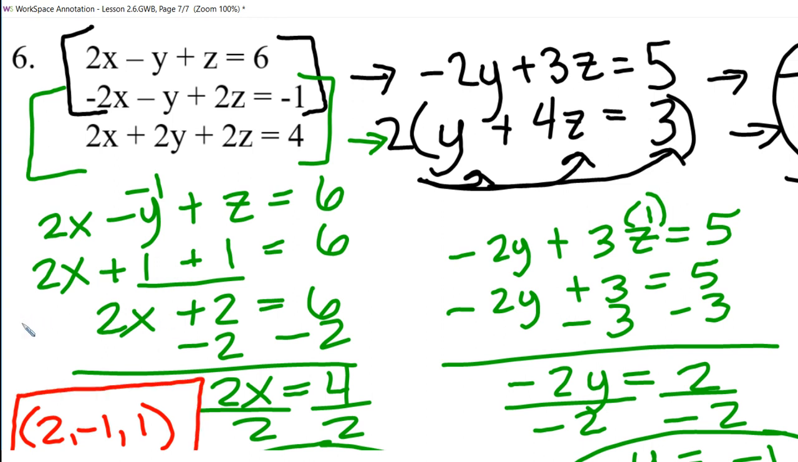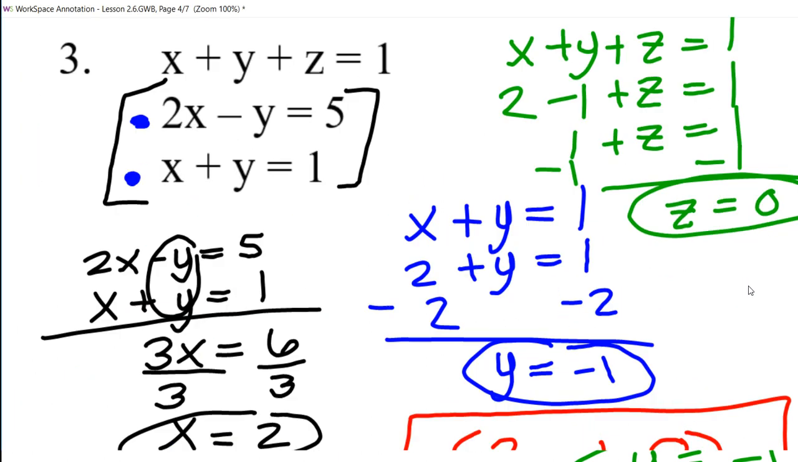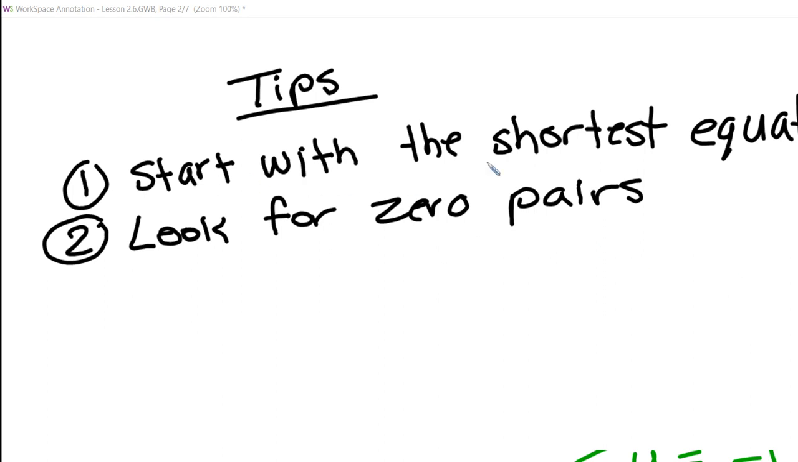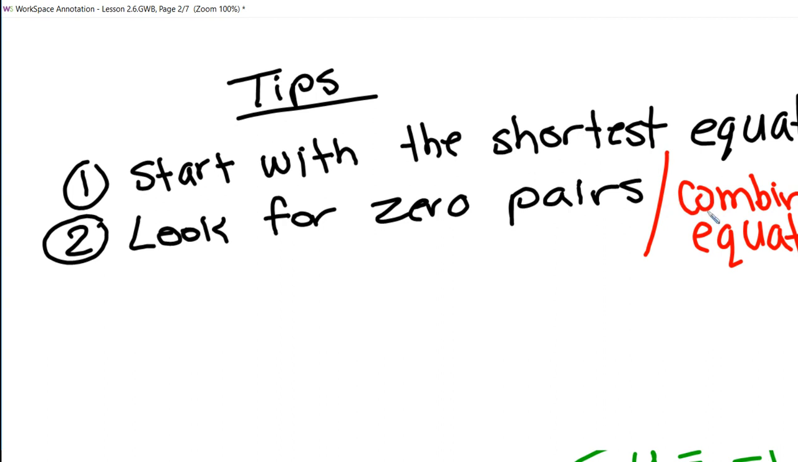And we made it through the notes. So remember the 2 tips. What was tip number 1? Look for the shortest equations. If that doesn't help you, what's tip number 2? Look for a zero pair by combining 2 equations. So we might want to add that. So where I wrote my tips, look for a zero pair, you might want to add, combine 2 equations. So combine 2 equations to make your zero pair.